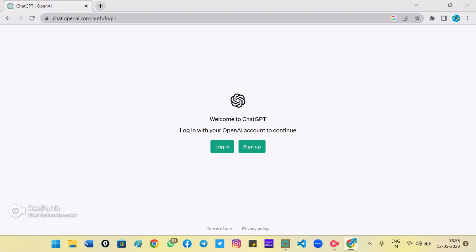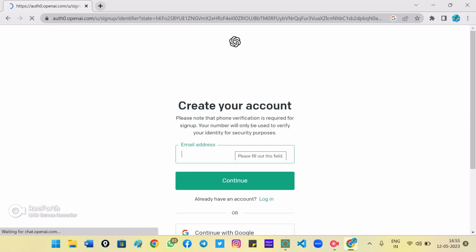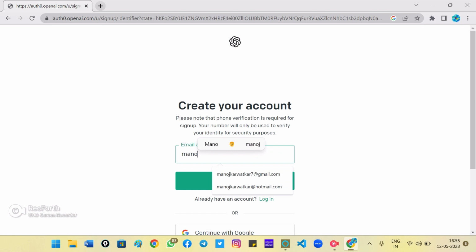If you are an existing user, you need to log in. If you are new and are trying to sign up, in that case click on sign up. Two things you need to use OpenAI: first is your email and then another one is a mobile number. So let us go through the process.